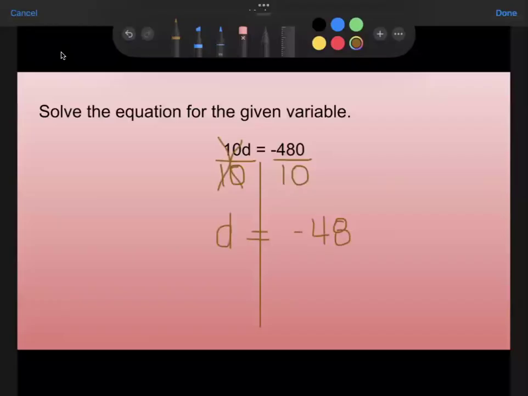And again, you can always take your solution, substitute it in for the variable into the original equation, do the calculations, and see if both sides are equal to each other. If that's the case, then you have a correct solution.